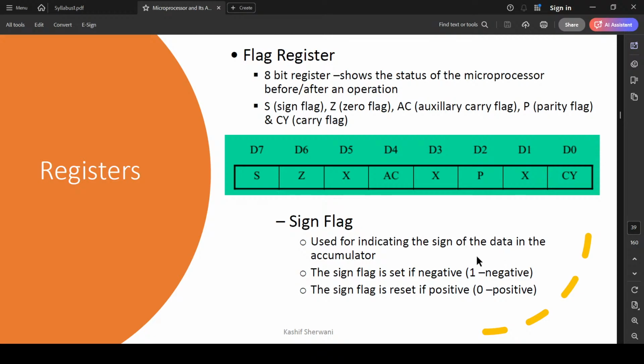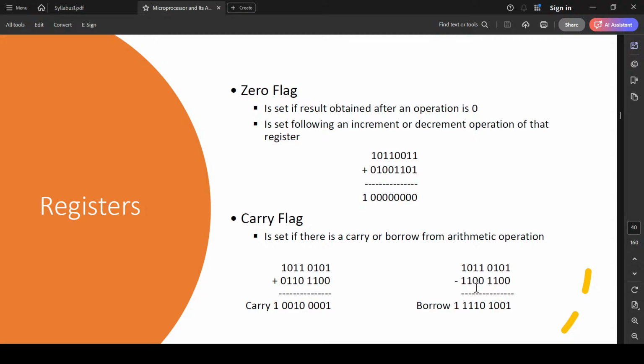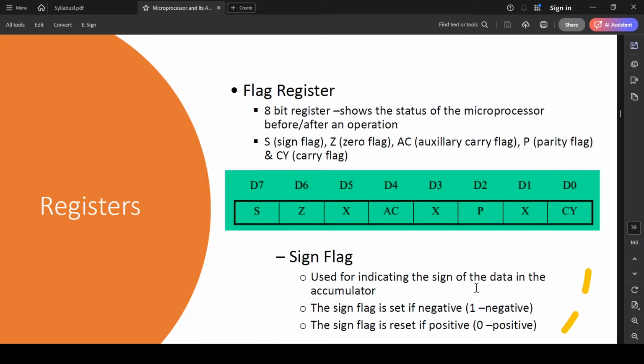So, let's just write here. In the earlier question, 3 minus 4 and 4 minus 3. So, 4 minus 3 is plus 1. So the answer starts with 0. The first bit will be 0. If the answer is 3 minus 4, it is minus 1, so the answer will start with the digit 1. Got it? You can represent even the signs with binary. Next, zero flag. Let me just write the order. It was S, Z, X, AC, X, P, X, CY.